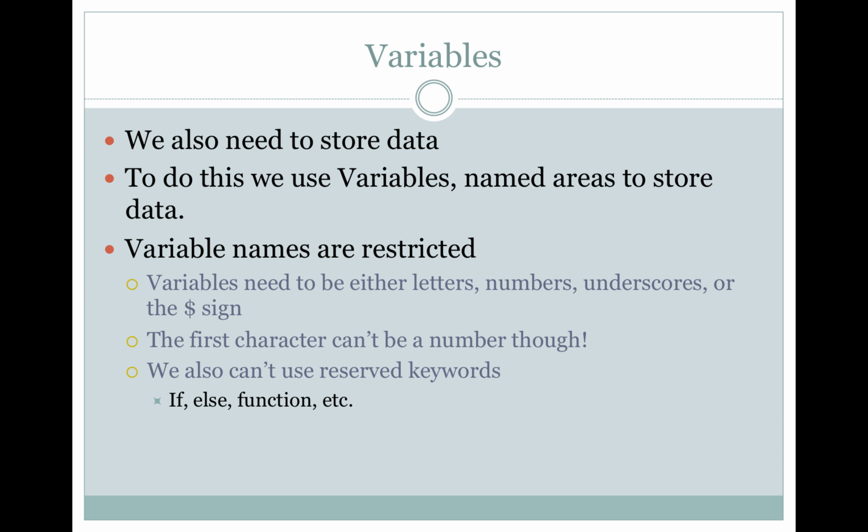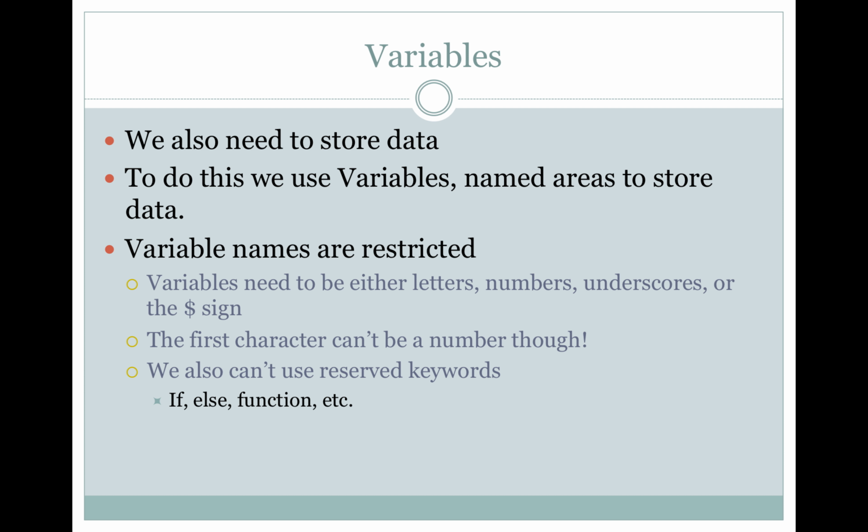So variables need to contain only letters, numbers, underscores, or the $ sign. But the first character can't be a number, and we also can't use what are called reserved keywords. These are any of the keywords that we actually use as part of our programming, so if or else or the function keyword or break.